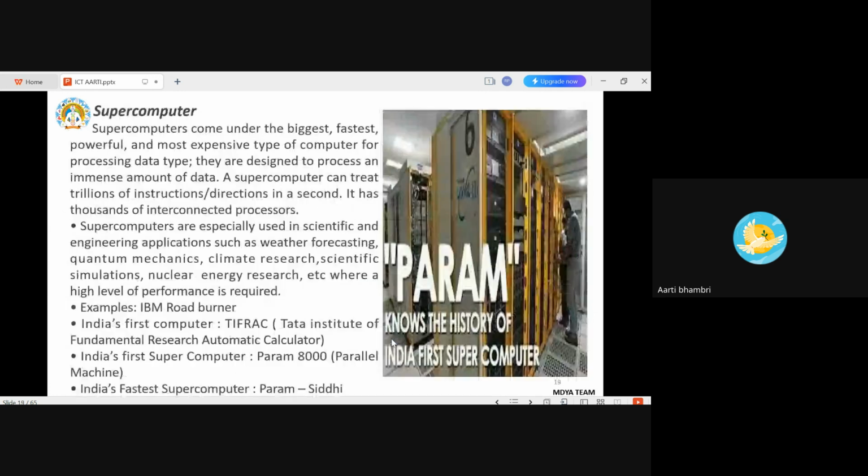Next is the supercomputer. Nowadays, these computers are very famous. Supercomputers come under the biggest, fastest, most powerful, and most expensive type of computer for processing data. Their size is very big, and normal people can't use these computers. They are used for research work. They are more expensive than other computers.